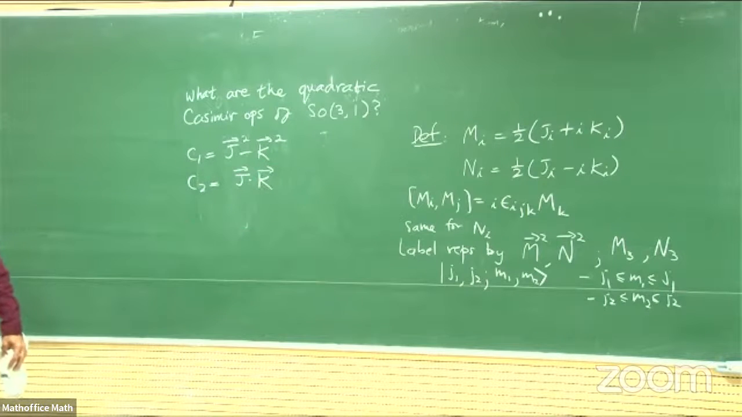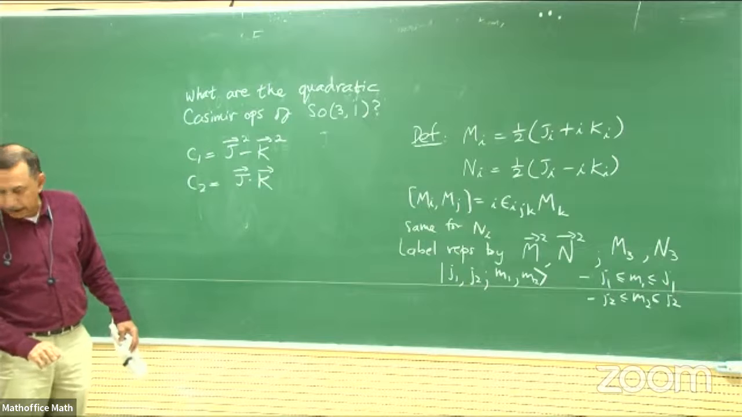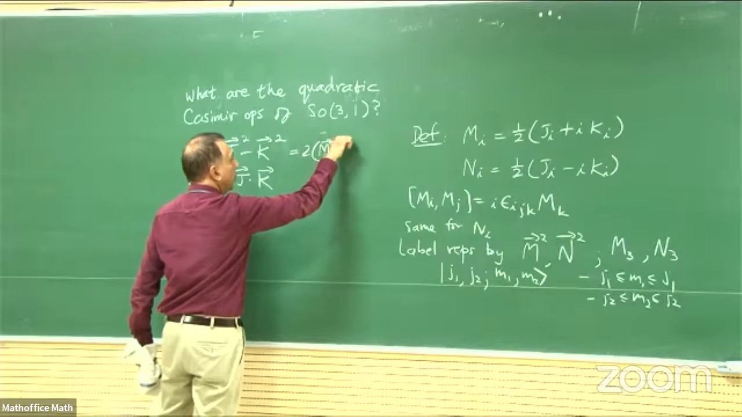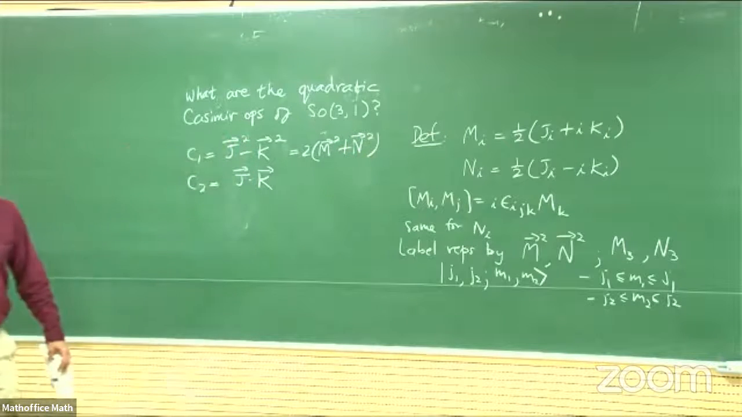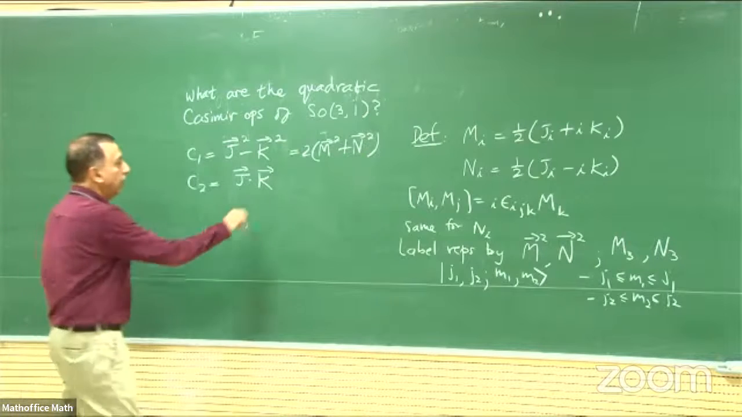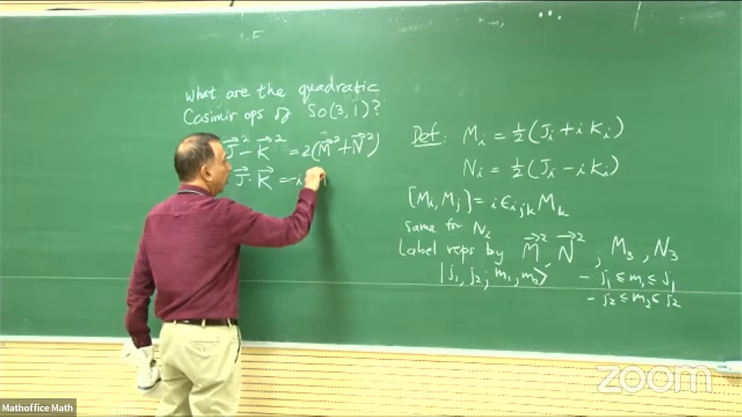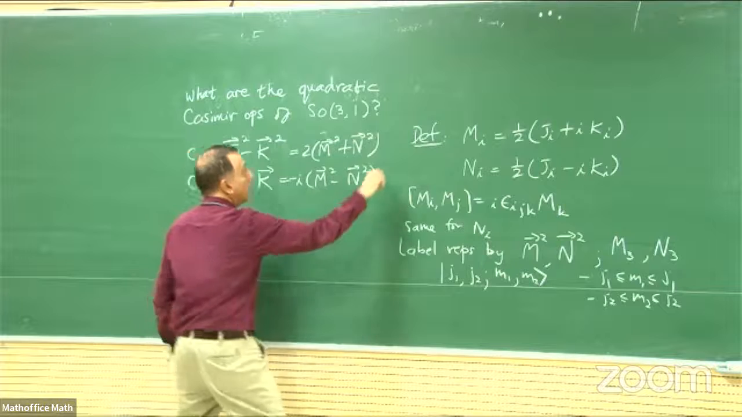Okay, and they have some expressions also in terms of the M's. So for example, J squared minus K squared is equal to twice M squared plus N squared, and J dot K is minus i times M squared minus N squared. This is not very surprising.